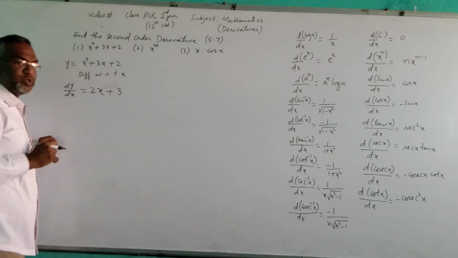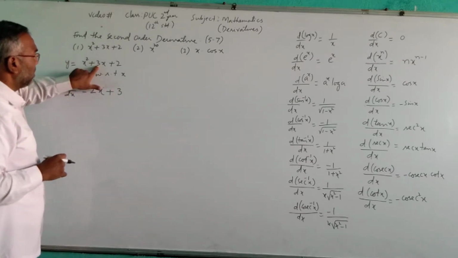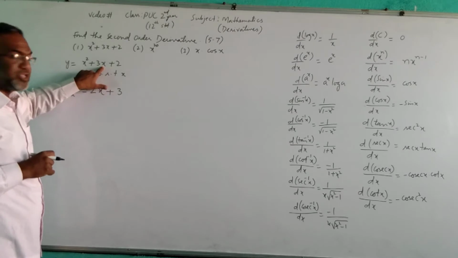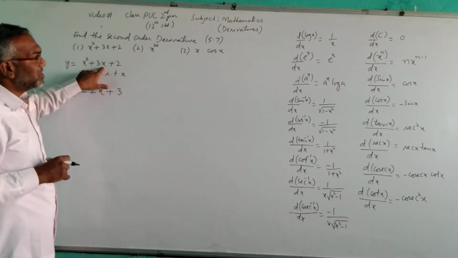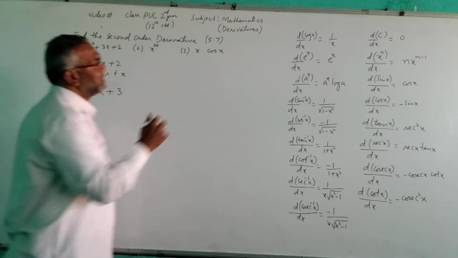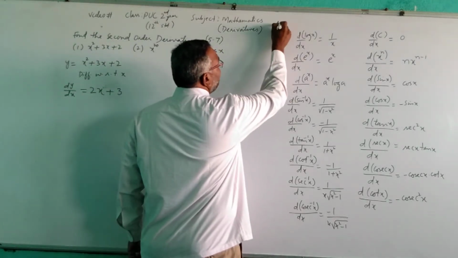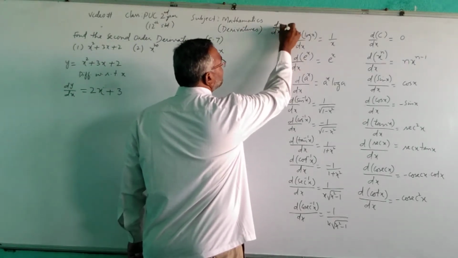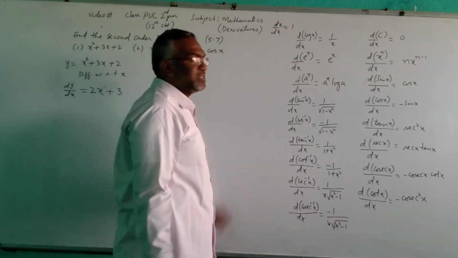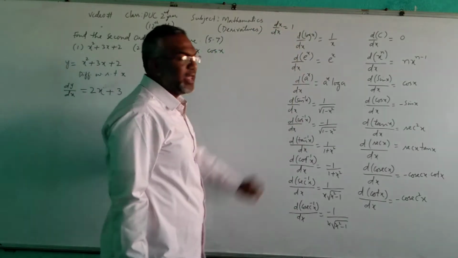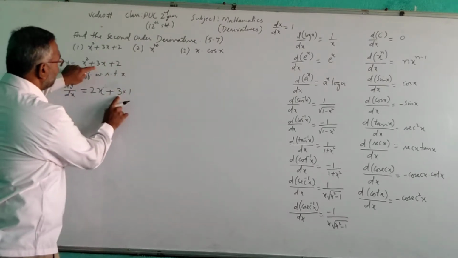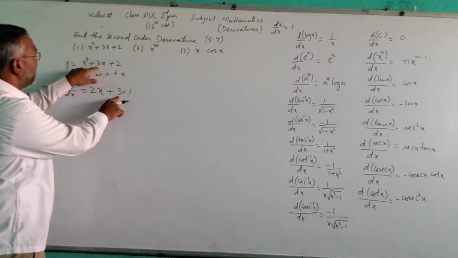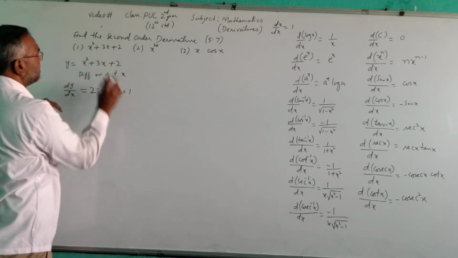In my previous video also I showed you, when there is a constant multiplied to a function, that constant is kept as it is and just differentiate the function. What is the differentiation of x with respect to x? Differentiation of x with respect to x will always be 1. It is dx by dx, right? It will be 1. So 3 constant as it is, because 3 is multiplied to x, and then differentiation of x is 1.